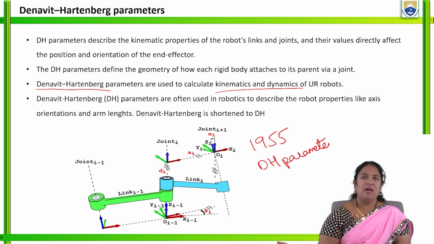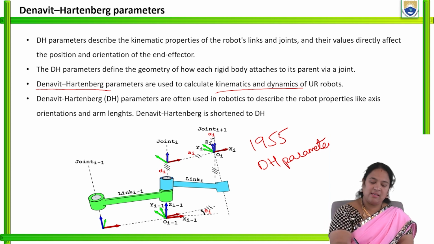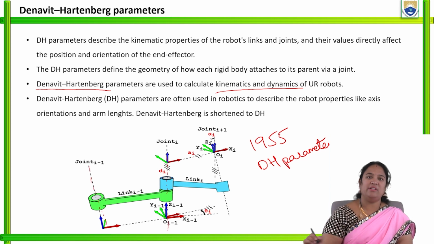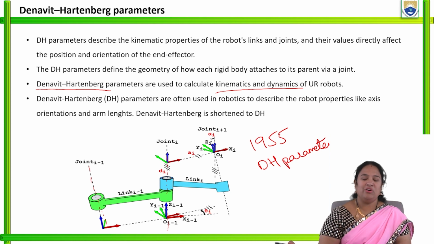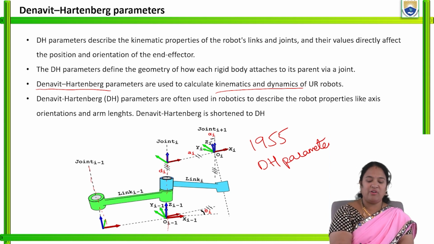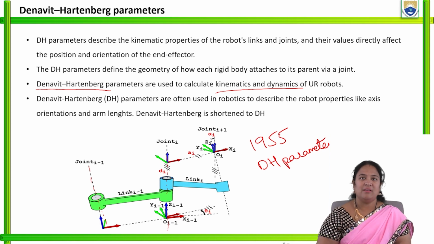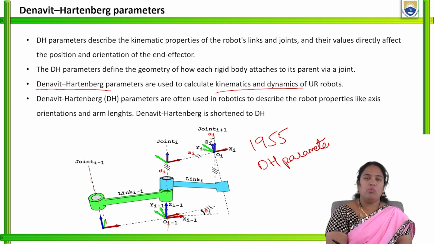Not only that, DH parameters are often used in robotics to describe properties like axis orientation. Axis means the center line, right? They are used to find the axis orientation, or the arm length, that is, from one joint to the other joint, what the arm length is, or what the shortened DH parameter is which we acquire for the robot.